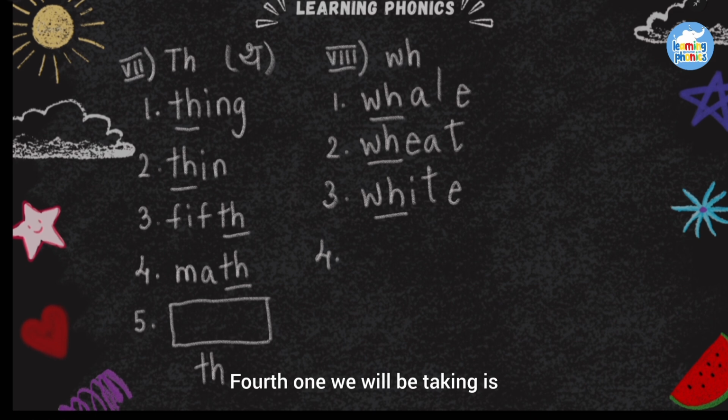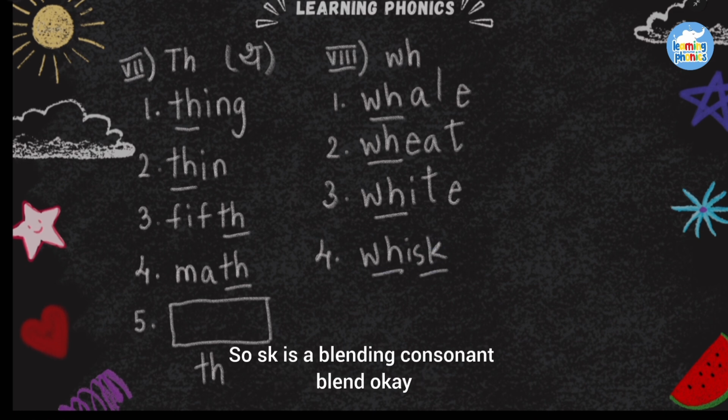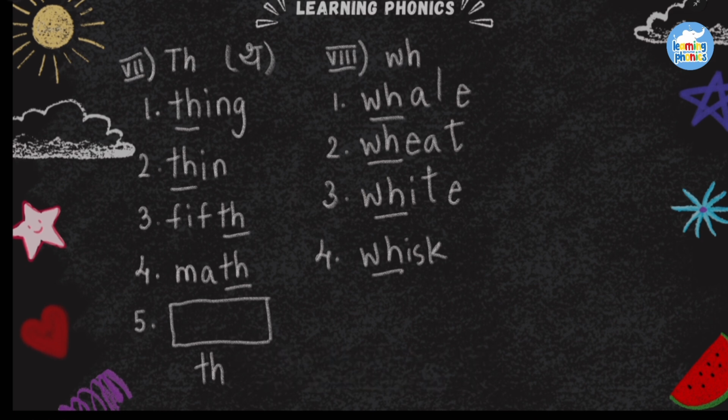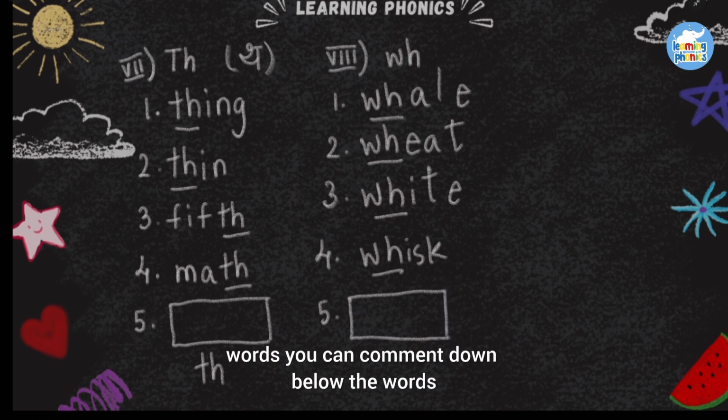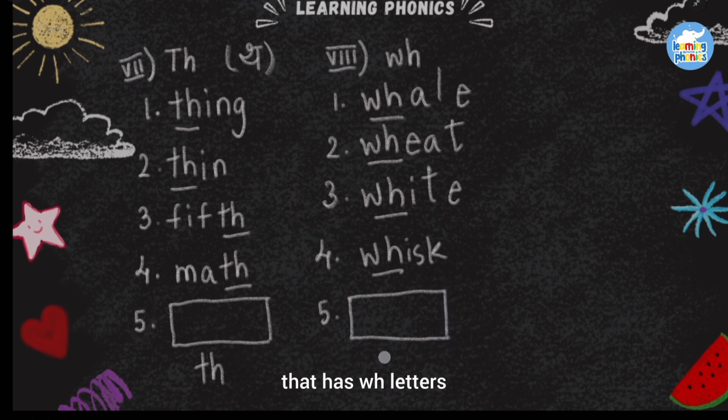Fourth one we will be taking is w, i, sk, whisk. See, whisk. So sk is a consonant blend. Wh is a digraph. Whisk. And number five, I know you all know so many words. You can comment down below the words that have WH letters that make the W sound.